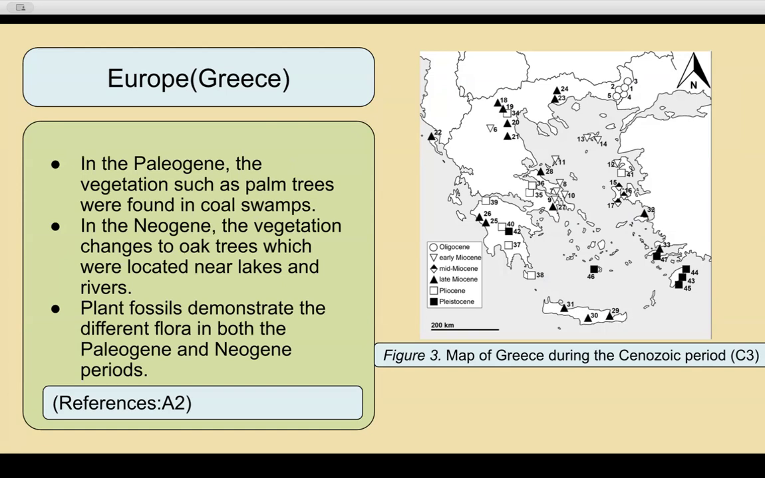Figure 3 shows a map of Greece during the Cenozoic era. This map demonstrates the location of fossils located in Greece during the Cenozoic era. The Cenozoic era had a similar beginning to North America during the Tertiary period. In present-day Greece, the climate is hot, dry, and humid.